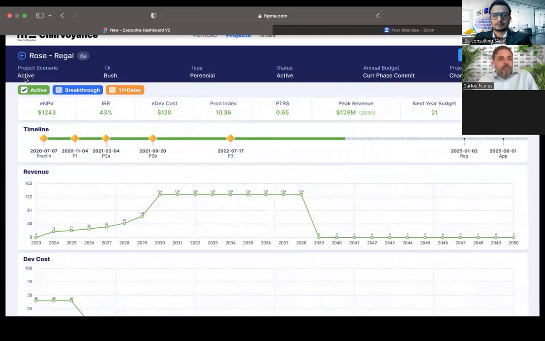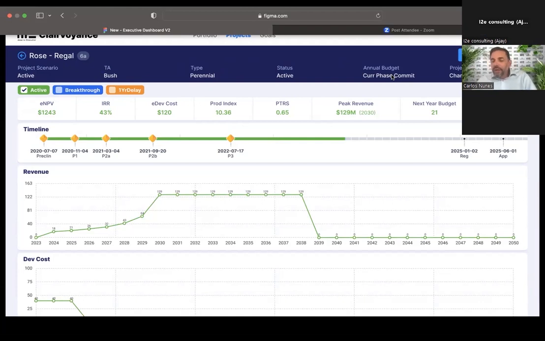Rose Regal then becomes visible on the screen with different attributes related to its project. So where it is in its current state, which TA it belongs to, what type of asset it is, if you will, in this case, what kind of flower it is, and the status of that project, where it is in its budgeting cycle. Is it funded? Is it committed for its phase development? Is it under review? And so forth.